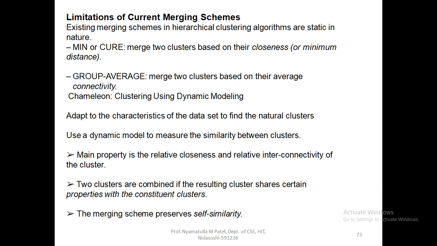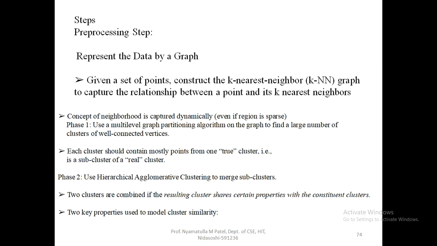So, whenever you merge two adjacent cells, make sure that the resulting cluster shares certain properties of the constituent clusters, and this preserves the property of self similarity, meaning all the data points in a cluster will have a proper similarity.